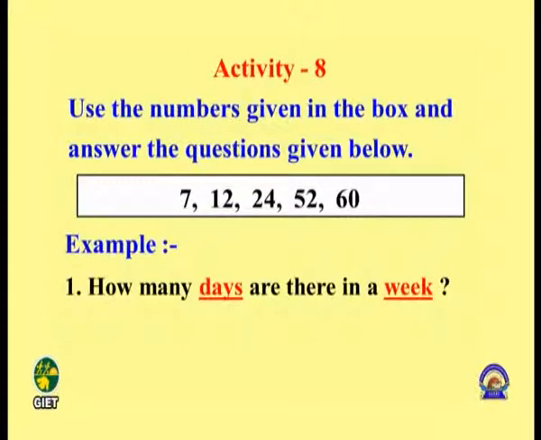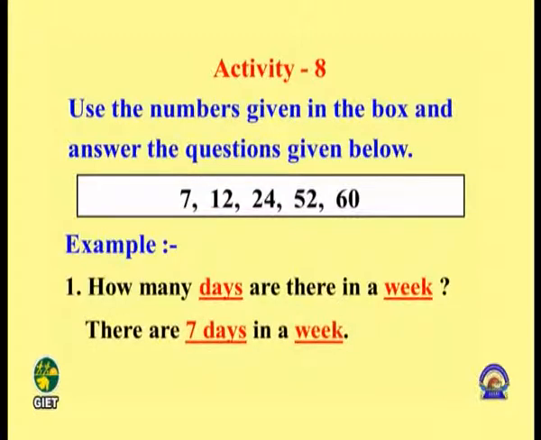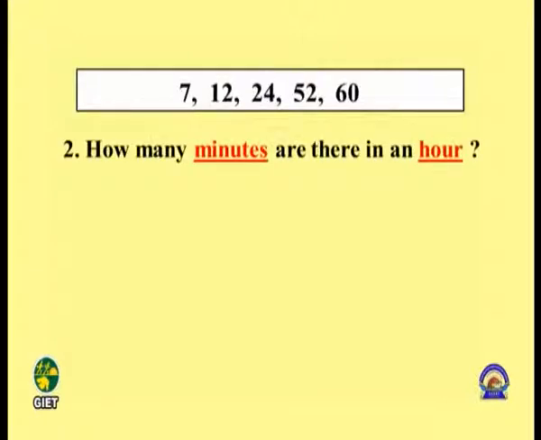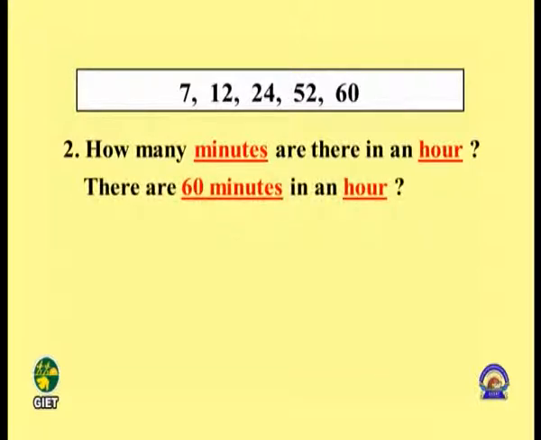Here, in this box, you can see that there are some numbers: 7, 12, 24, 52, and 60. And the question is, how many days are there in a week? Correct. There are 7 days in a week. Let's see the next one. How many minutes are there in an hour? Absolutely correct. There are 60 minutes in an hour.